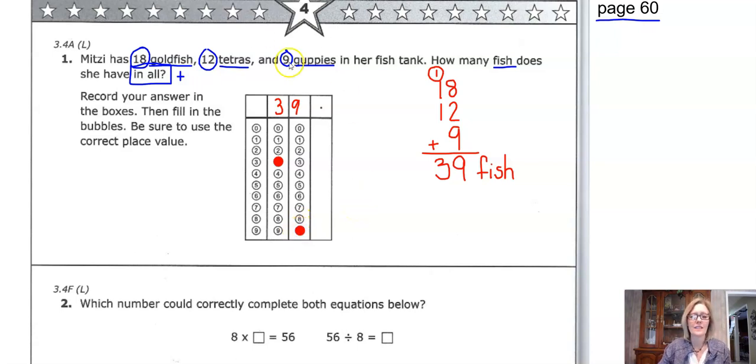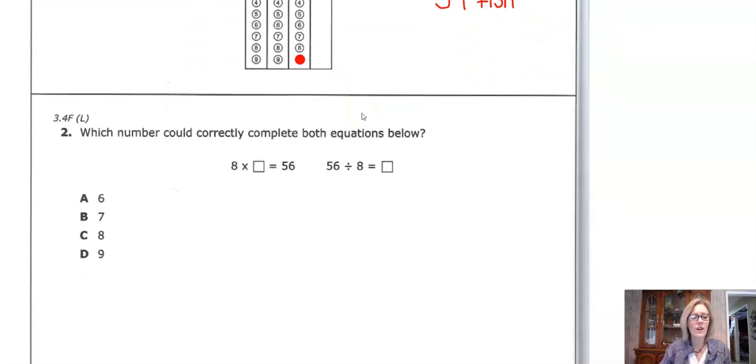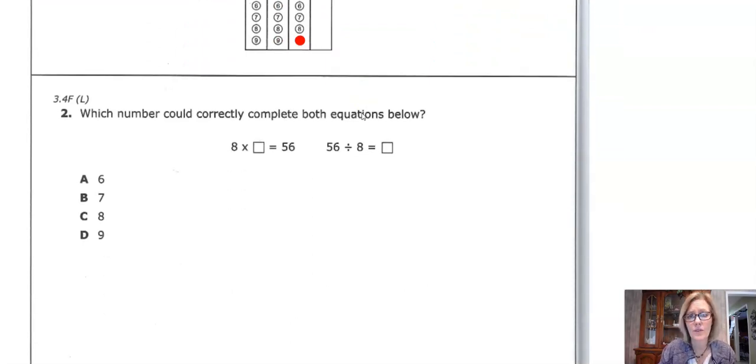Now let's go ahead and look at the next problem. Remembering, we don't solve anything until we understand what we're doing. I'll read it. Which number could correctly complete both equations below? So I need a number that I can put here, and I need a number that I can put here, and my only choice is a 6, a 7, an 8, or a 9. So if I look, this is starting to look like, oh, I have an 8 here and a 56 here, but those same numbers are over here, but these are opposite operations. So they're probably in a family of facts.